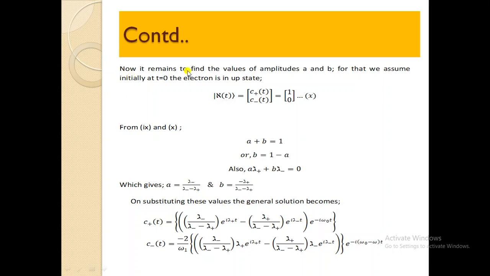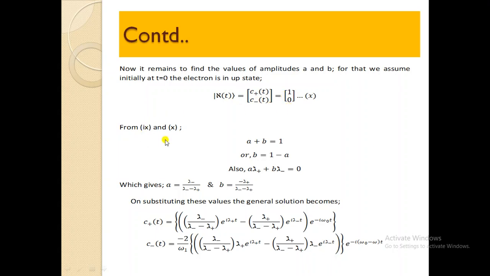Now it remains to find the values of amplitudes a and b. For that we assume initially at t equal to 0 the electron is in up state. So for the determination of the amplitudes a and b, which are independent of time, we have to assume initially at time t equal to 0 the electron is in up state. That up state means c plus t equal to 1 and c minus t equal to 0. We have assumed that xi t equal to c plus t, c minus t equal to 1, 0.